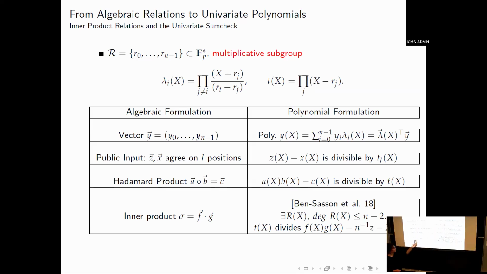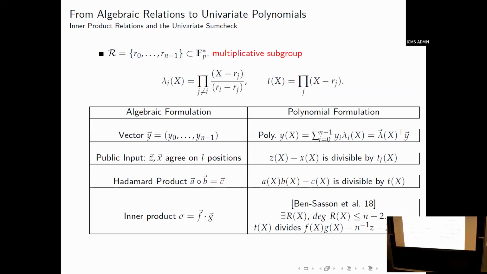This is a bit more complicated. This theorem is called the univariate sum check. I will not show you how to prove it, but what I want to show is that I just put one inner product here. I will come back to this. If I map vectors to polynomials, I can prove public inputs, I can prove the Hadamard relation, and I can prove one inner product relation too, easily.